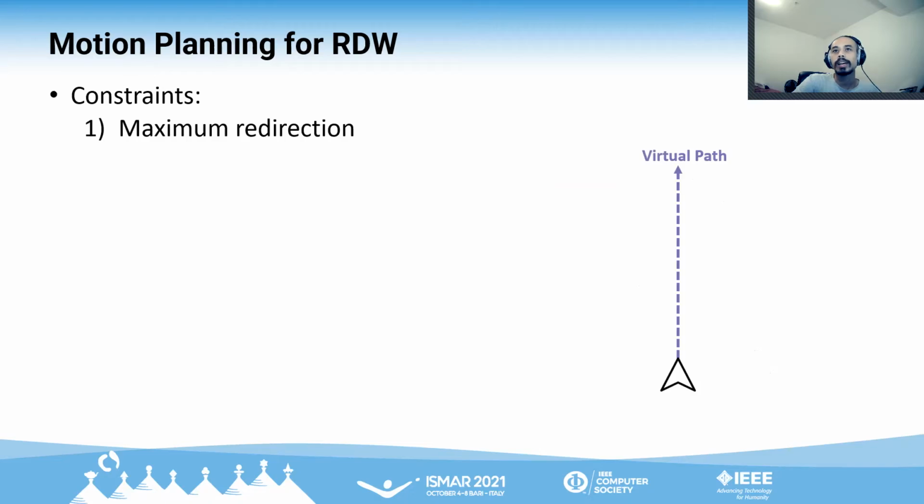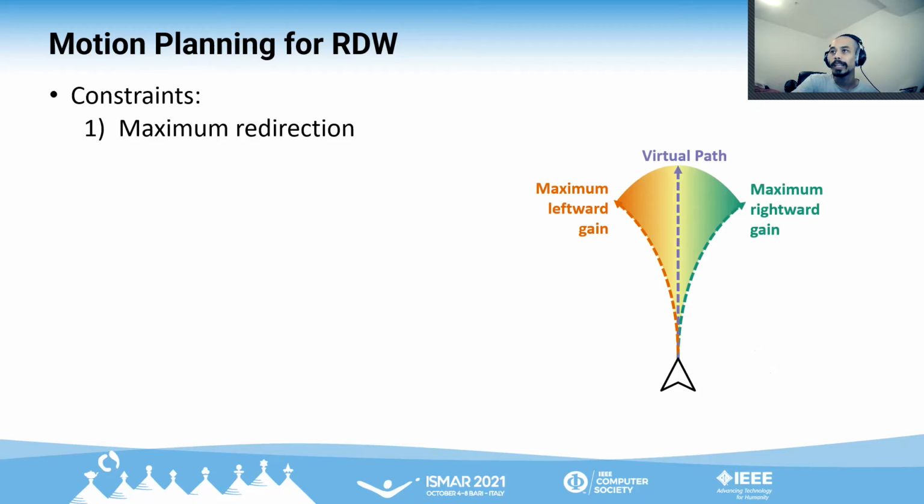So the first constraint that we have is the maximum redirection constraint. For any given virtual path, there's a limited set of physical paths that the user can be steered along. It depends on things like the shape of the path as well as the user's perceptual system. So any path we steer the user on must be within this range.